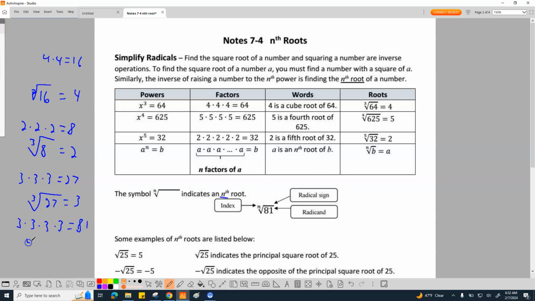So what if I took the fourth root of 81? The fourth root of 81 says there is a number that if I multiply it 4 times, it'll give you 81. What is that number? And that number is 3.